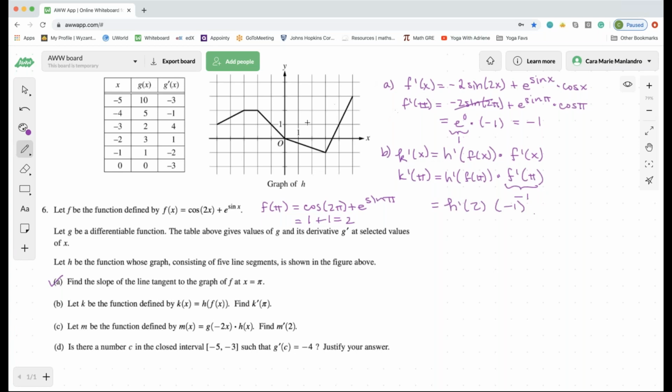All right, so here's h, and then we need the slope of this line, which looks like it's -1/3 to me. All right, so this is -1/3 times -1. We got 1/3. All right, so a lot of chain rule there. Man, they are all about this chain rule today. All right, any questions on that one?